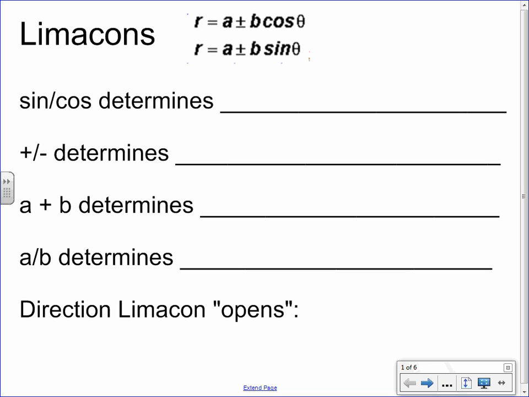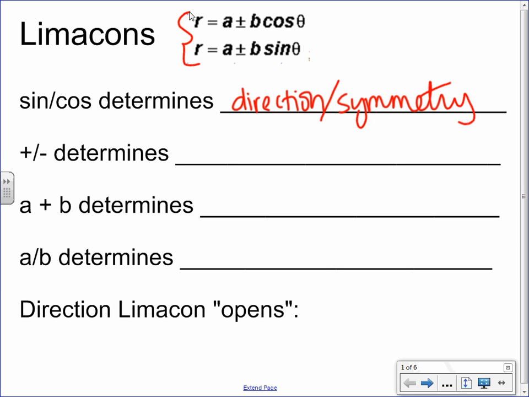Okay, this up here gives us, hey, it's a limacon. Alright, what does sine or cosine determine? The direction and the symmetry. We talked about it yesterday. Anything with a cosine has what kind of symmetry? Horizontal. Anything with sine has vertical.